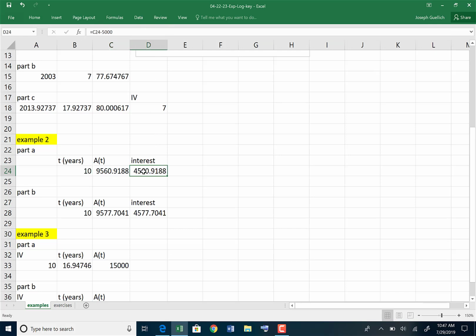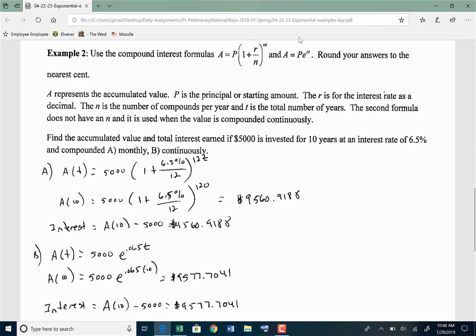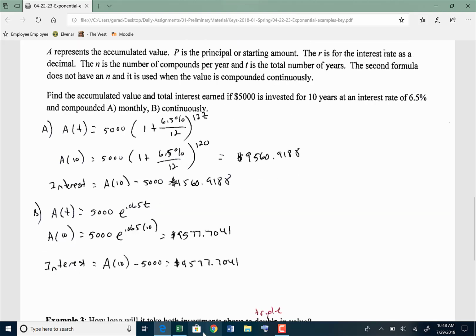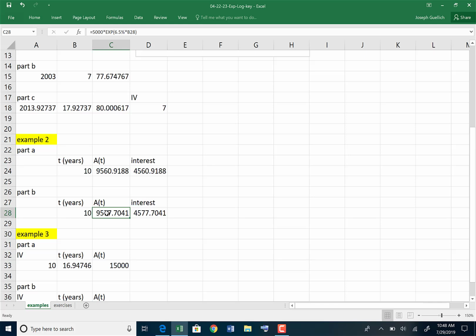The interest in this case, since this is an investment, we invested $5,000 and we got more out. The difference is the interest. So I just did the cell minus the 5,000. Same thing for the part B. The part B says continuously, and that's the second formula. The PERT formula is how I always remembered it, and it has the E exponential. So remember that E is exp and then parentheses. The entire exponent goes in the parentheses after that.